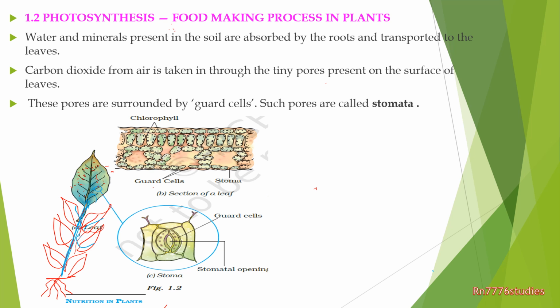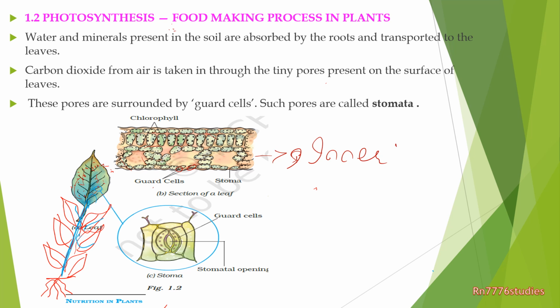These pores are surrounded by guard cells. So these are your guard cells. This is a section of a leaf. This is the upper part and this is the inside. When you cut the leaf and take out a section, this is the inner part of the leaf.